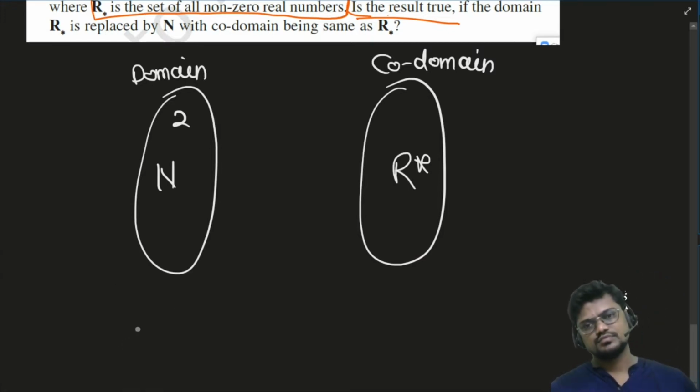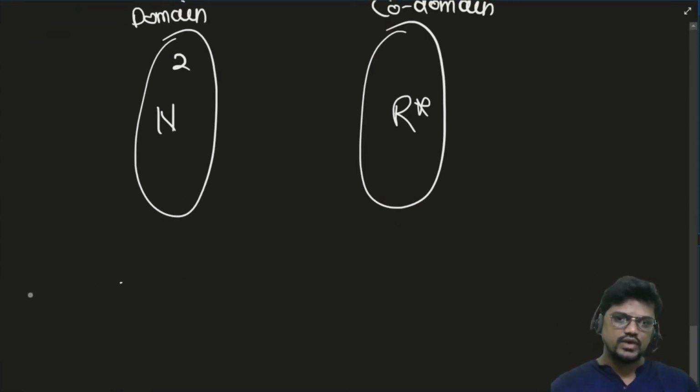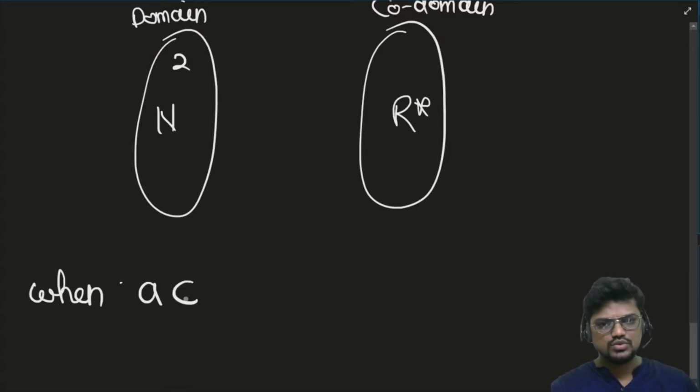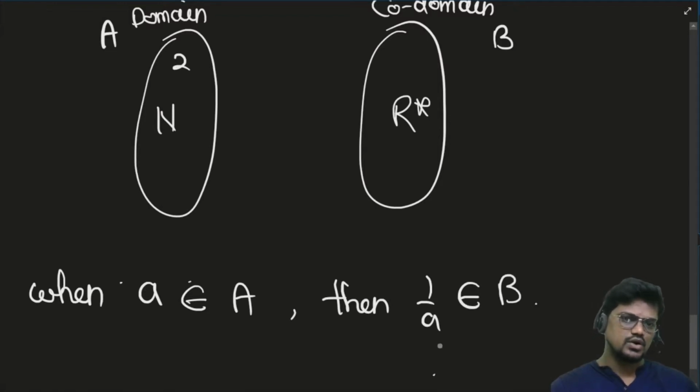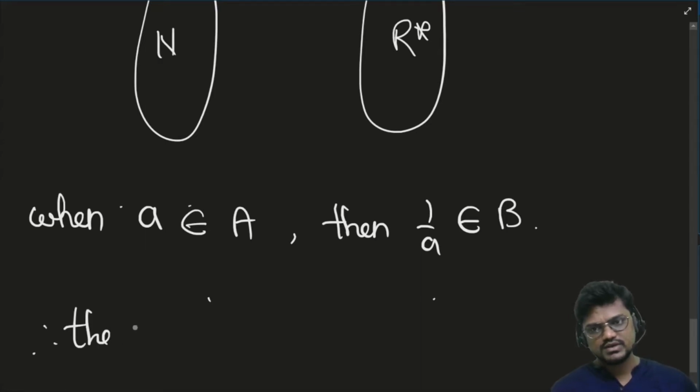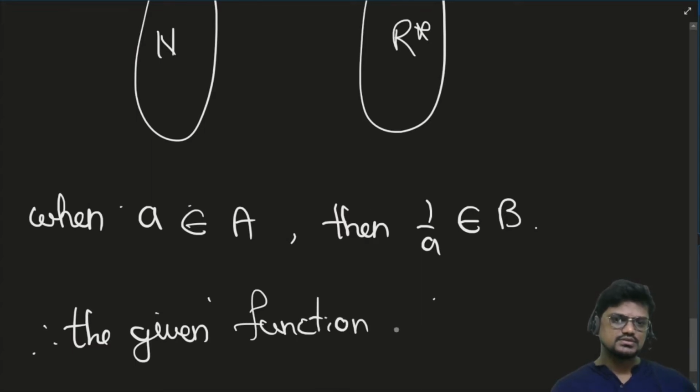So what we can say, if this is A and this is B, if a belongs to A, then 1 upon a will belong to B, because 1 upon a is a non-zero real number. Therefore the given function is 1-1.